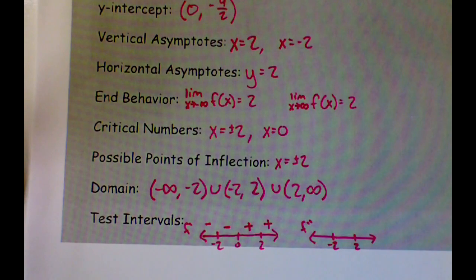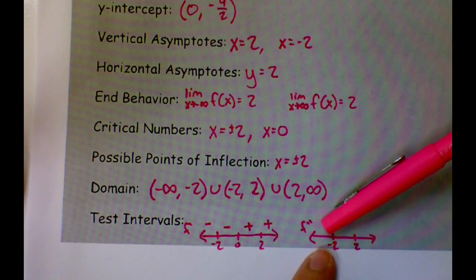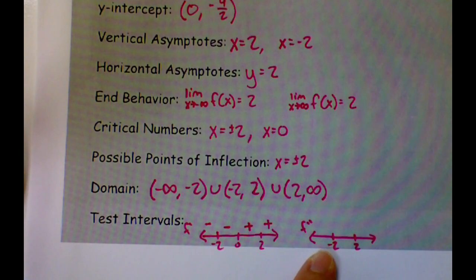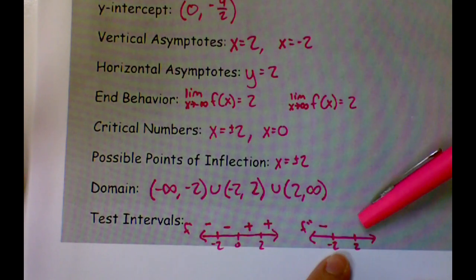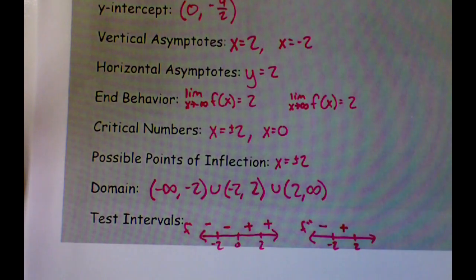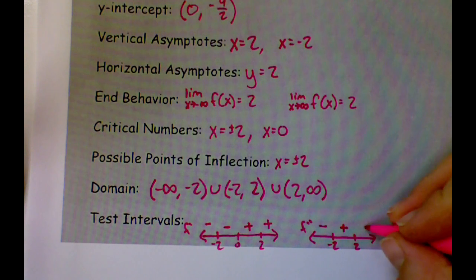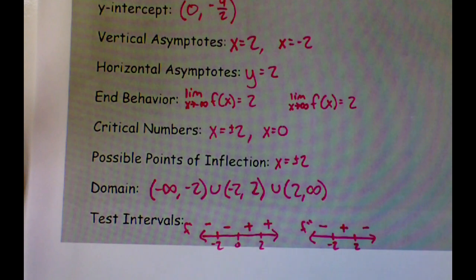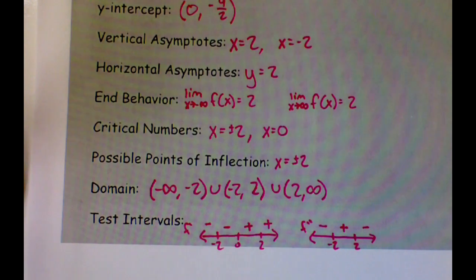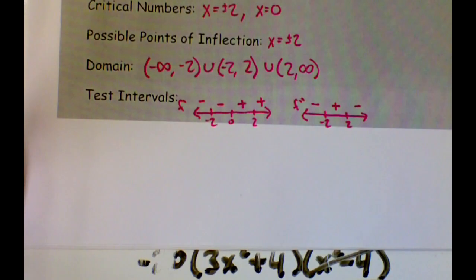In my second derivative, if I plug in something less than negative 2, I get a negative over a positive, which is negative. Something between negative 2 and 2, I get a negative over a negative, which makes it positive. And something on the other side of 2, I am going to get a negative again. Now we can dive in and sketch a graph. Oops, we don't need the stuff behind it peeking out.